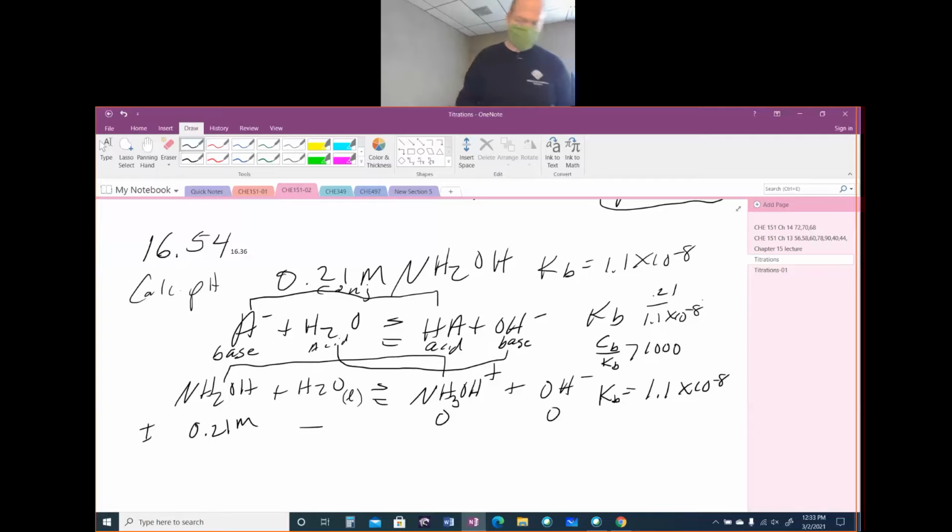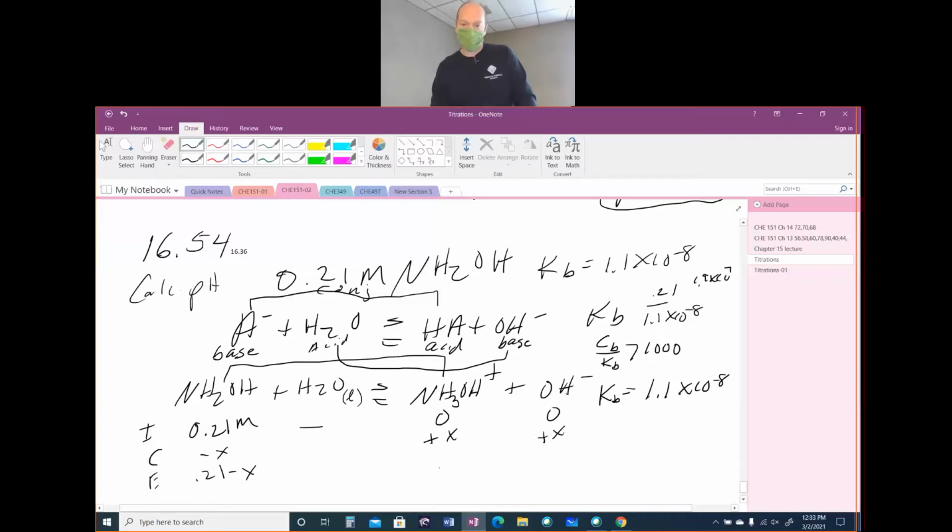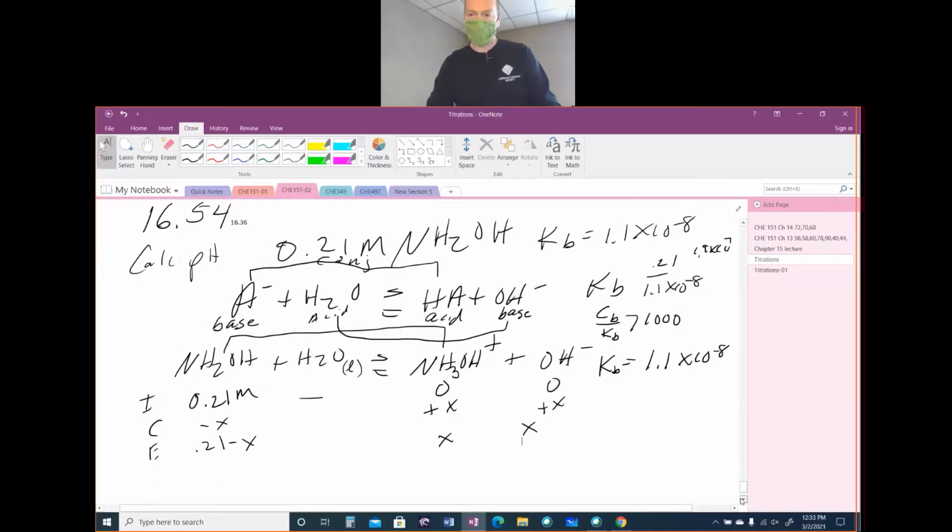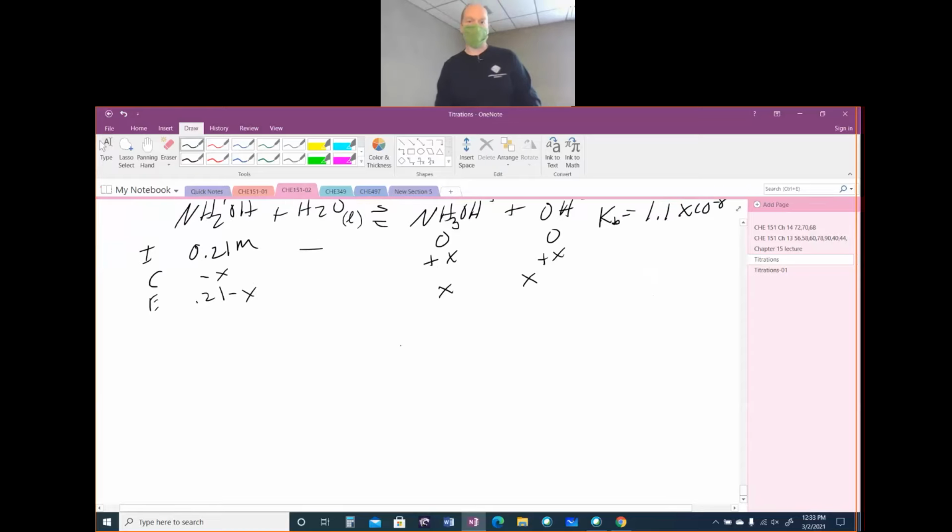It is 1.9 times 10 to the 7th, or some giant number. I'm not going to count how many decimals are on my calculator. It's way more than 1,000. When we go to our change, you can't have zeros, so minus x, plus x, plus x. Then at equilibrium, you have your 0.21 minus x, x, and x. When we have our x squared over 0.21 minus x, we neglect the x, and that is our answer because our CB over our Kb was much greater than 1,000.